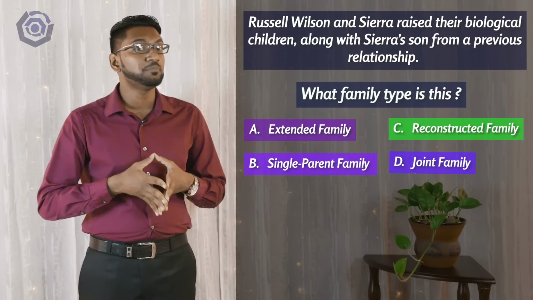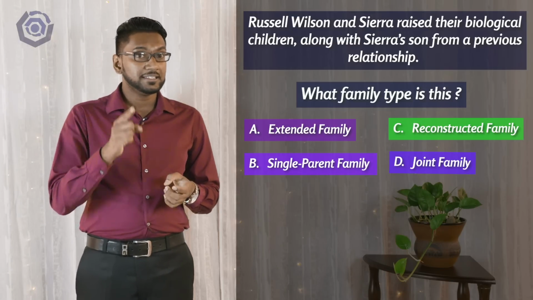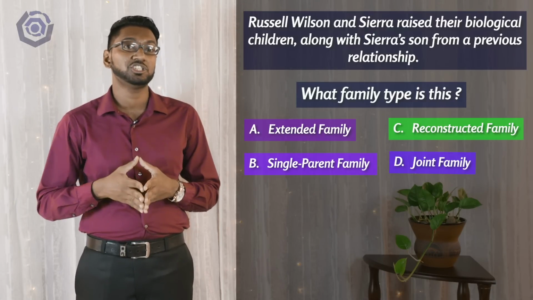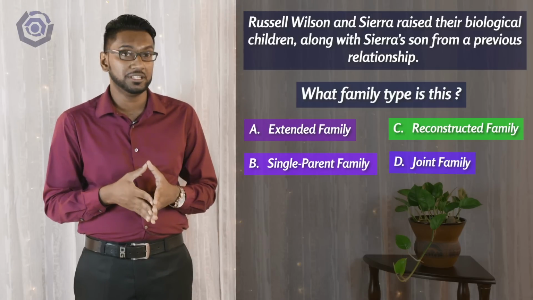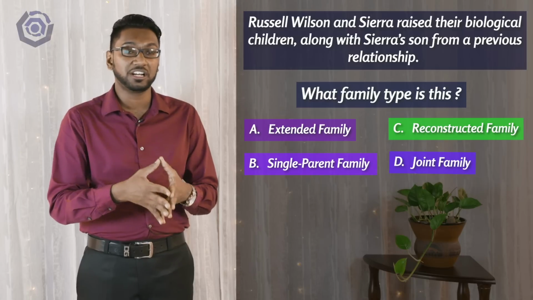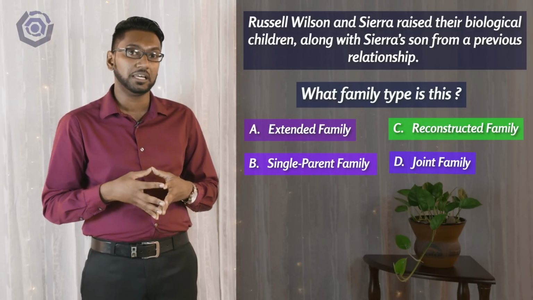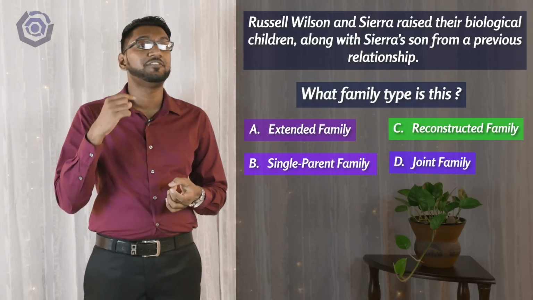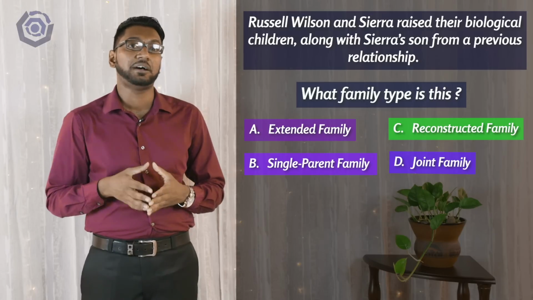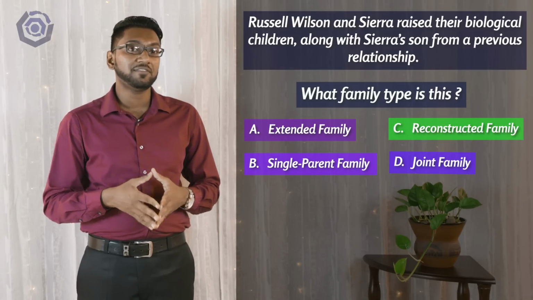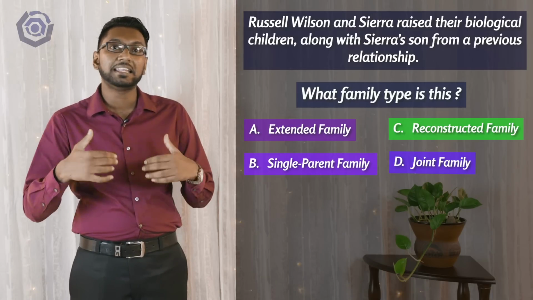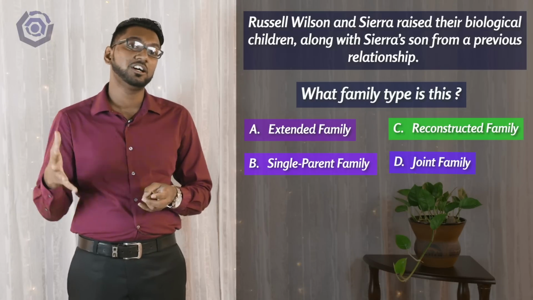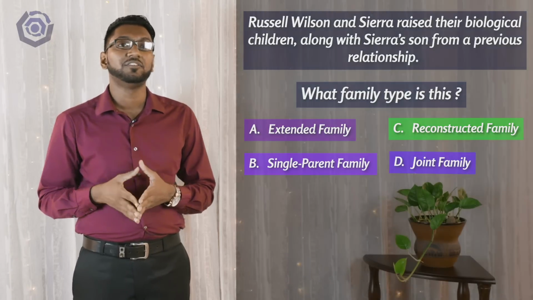Why did we say it's not a single parent family? Even though the child is Sierra's son from a previous relationship, she's not raising him alone. He has a dad figure in his life, so it's not a single parent family. And why is it not a joint family? That is because a joint family is a form of extended family. In a joint family, you have adult children getting married and living with their parents. And as we can see in this situation, Sierra and her husband are not living with either of their parents.